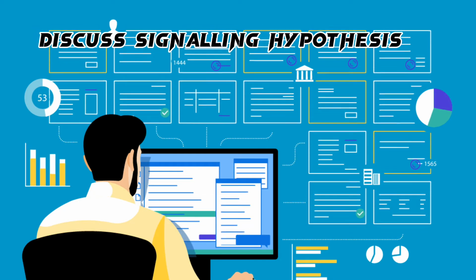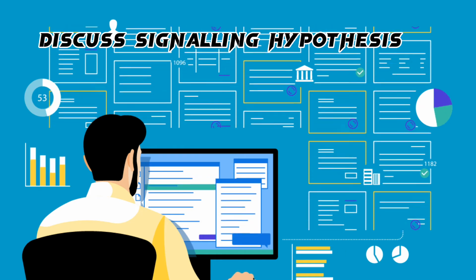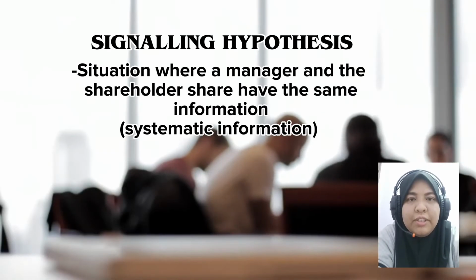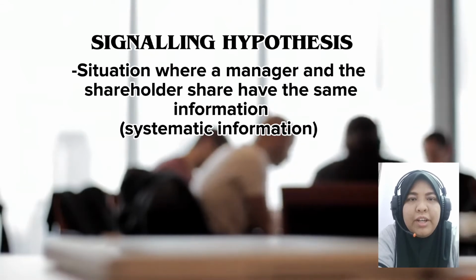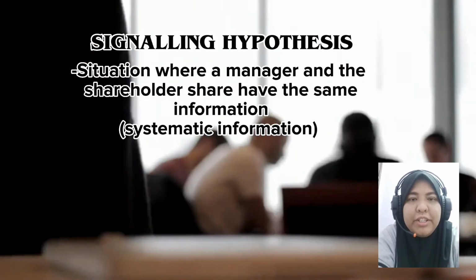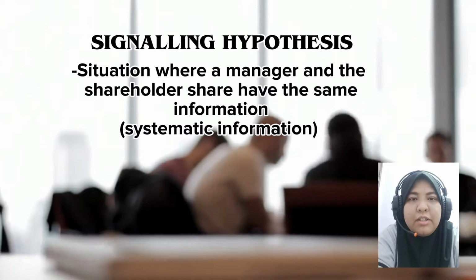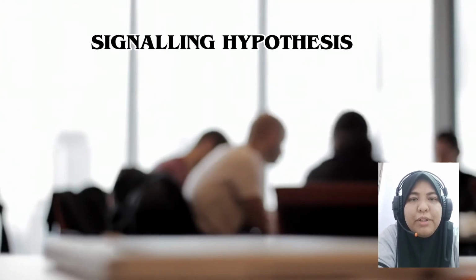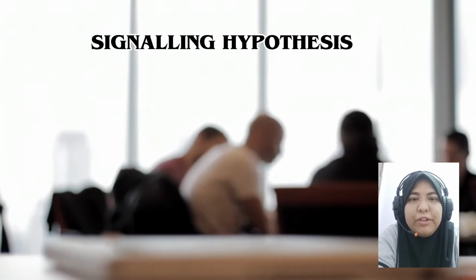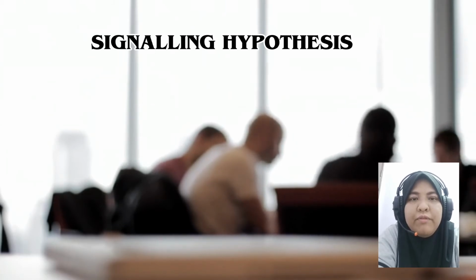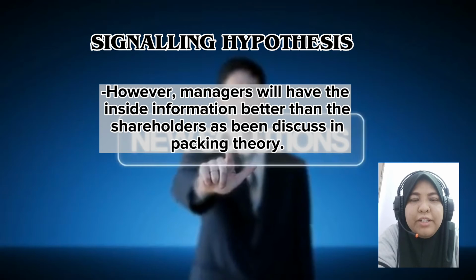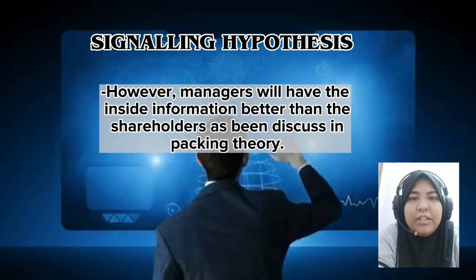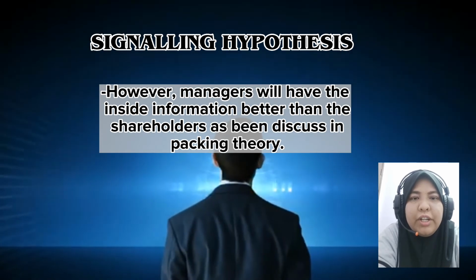Discuss signaling hypothesis. Signaling hypothesis is a situation where a manager and the shareholders share the same information. It is also known as symmetric information. It means that they might agree on the decisions made together between manager and shareholders. However, it is believed that the manager will have better inside information than the shareholders, as discussed in the pecking order theory.